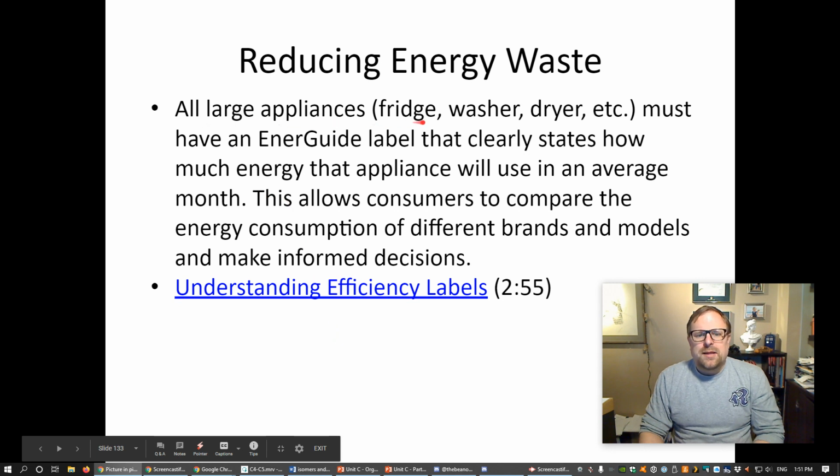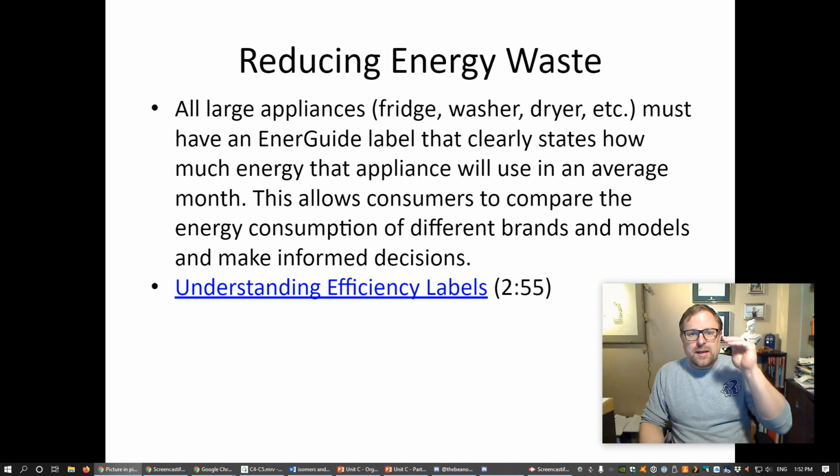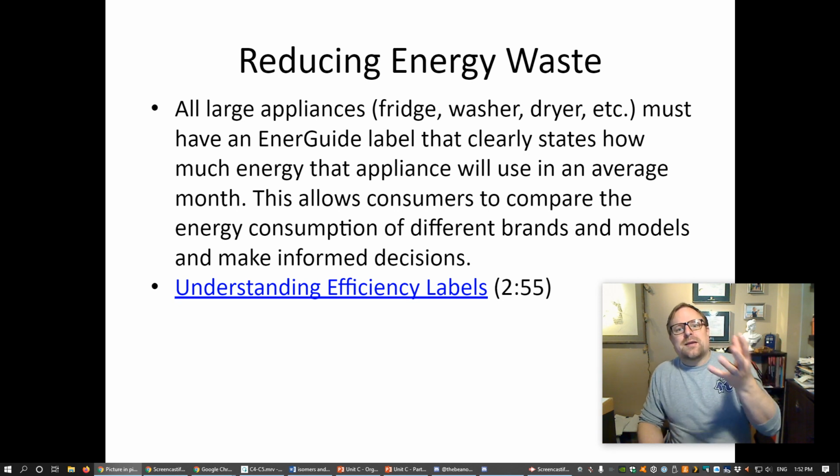All large appliances like refrigerators, washers, dryers, etc., in Canada must come with an EnerGuide label. An EnerGuide label clearly states how much energy the appliance is going to use in an average month with average use. This allows us as consumers to compare one device to another. And if energy efficiency is high on your list because you like saving money and not spending too much on energy, then that's a great bonus.